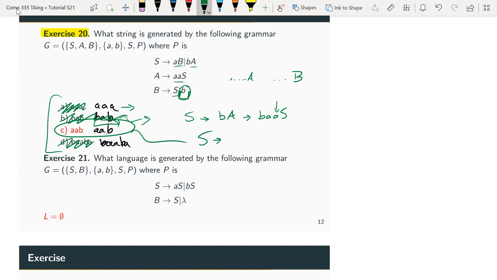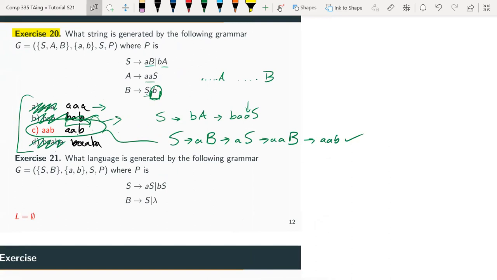And then we can convince ourselves by doing the actual derivation. So S is replaced by AB, then you can replace B by S, so we have AS. Then again, I'm going to replace S by AB, so I have AAB. And then I replace B by the terminal B, and there you go. Okay, good. So there's a shortest string question, which is nice because that's the question I was going to ask. So now we know that it's AAB. Okay, but what about in general?